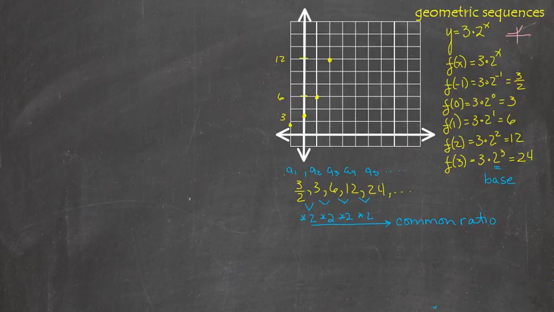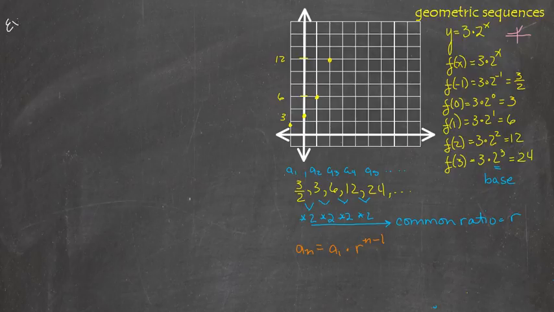And just as we did with arithmetic sequences, we have a formula that can be used to find the nth term, whichever term we want to find in the sequence if it goes on and on and on. And the formula is a sub n equals a sub 1, the first value, times r, the common ratio, the letter r, raised to the n minus 1 power.